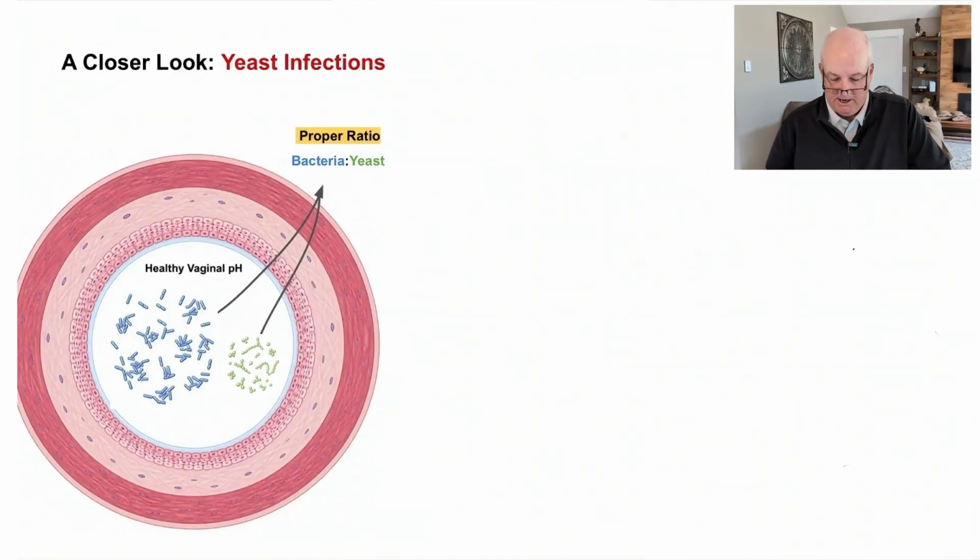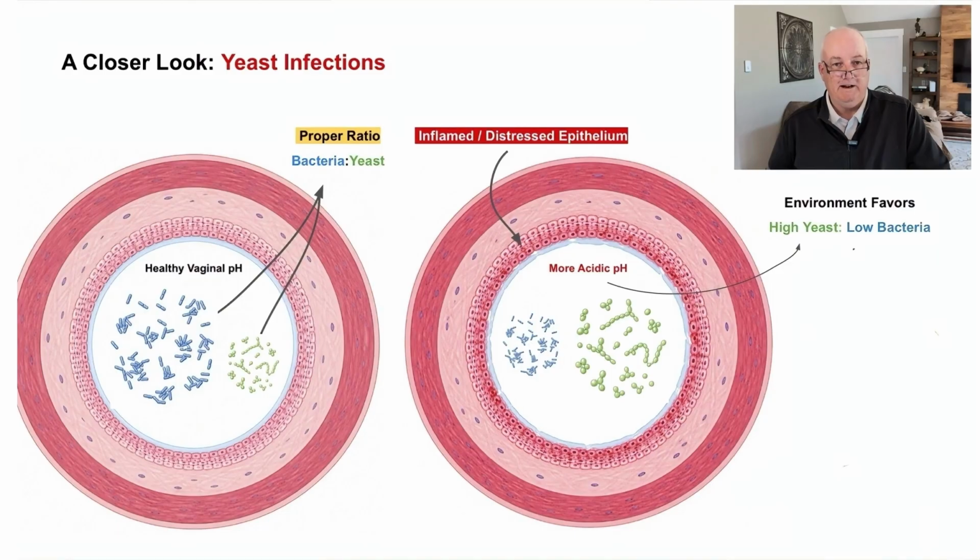A closer look. Imagine this is a cross-section of the vaginal lining. We have the epithelial layer right here, the mucous lining right there, that blue little line. A healthy vaginal pH, we're going to have a good ratio of bacteria to yeast, sort of depicted by the blue and the green microbes here. Now, if we inflame that epithelial lining, the barrier becomes weak and the tissue becomes more acidic. An acidic environment is more favorable to yeast growth than bacterial growth.